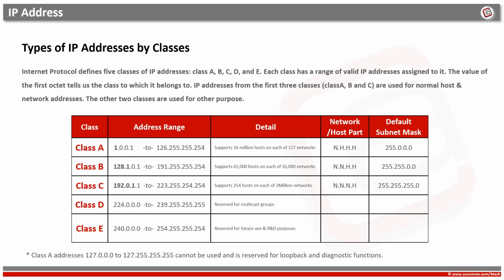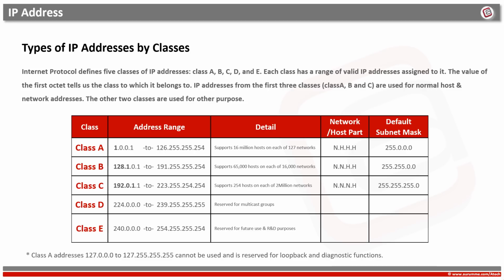IP addresses from the first 3 classes, A, B, C, are used for normal host and network addresses. These are the addresses which we use day to day for our computers, networks, interfaces, and so on. The other 2 classes are used for other purposes. For example, class D is used for multicast groups. Class E is used for research and development purposes, and it is reserved for the future as well.